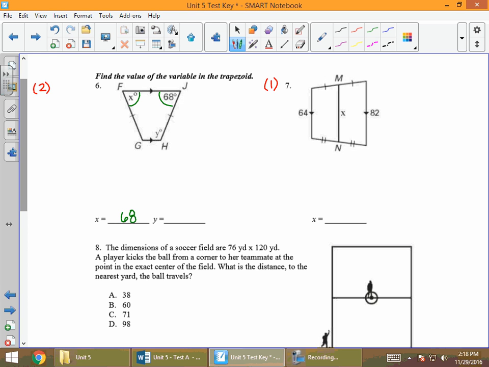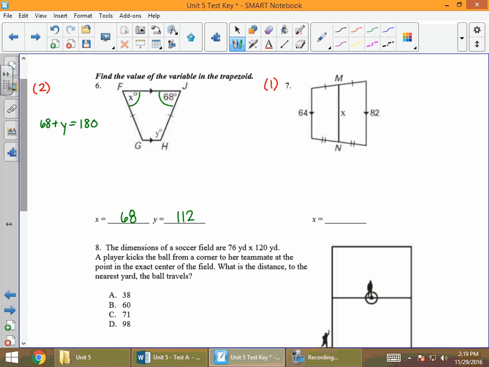If you look over here, the angle J and angle H are same side interior angles of the two parallel lines. They're same side interior, which means they are supplementary. So 68 plus y has to equal 180. So subtract 68 on both sides, and y is 112 degrees.